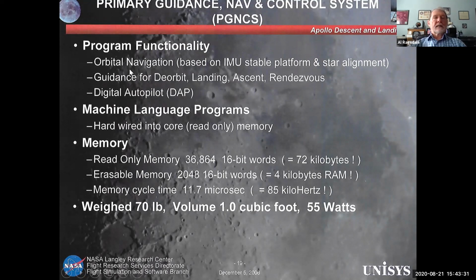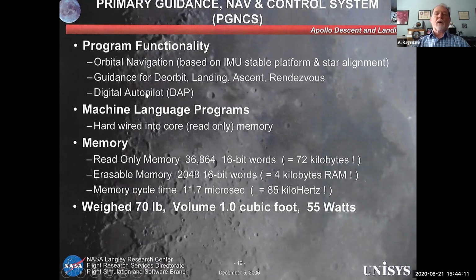The functions it performed were orbital navigation based on the IMU. It had an IMU, inertial measurement stable platform, that stayed aligned to a known alignment with the stars they call REFSMAT, the reference to stable member matrix. And it had accelerometers and rotational gyros on it, which was how it determined this. Then you take those accelerations, integrate them to get your velocity, integrate the velocity to get your position, assuming you knew where you were when you started. It provided guidance for deorbit, landing, the ascent, and the rendezvous.